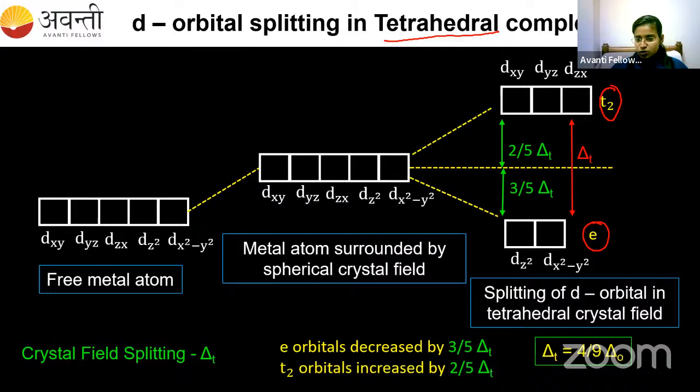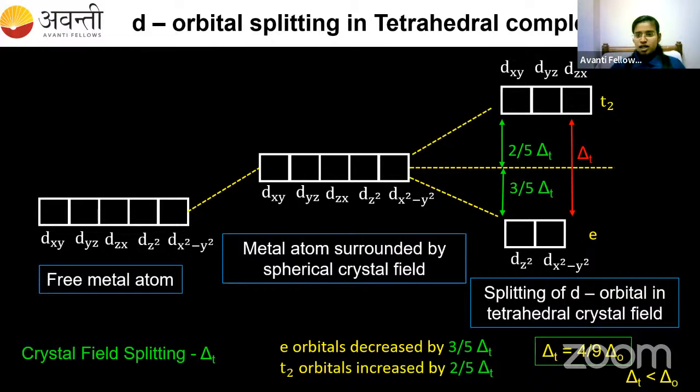And at last, we have one relation. This is the relationship between delta T and delta O, which is very, very important. Delta T is equal to 4 by 9 of delta O. Which is greater, delta O or delta T? Delta T is 4 by 9 of delta O, so delta O is greater. Delta O is greater than delta T. Clear? So this is about the tetrahedral complexes. You just need to interchange the orbitals. That's it.